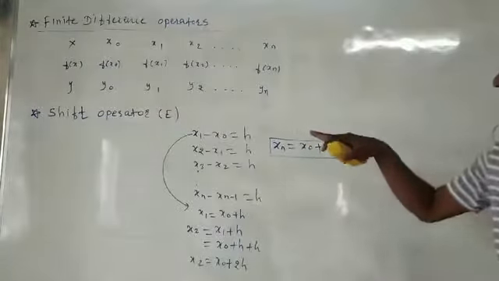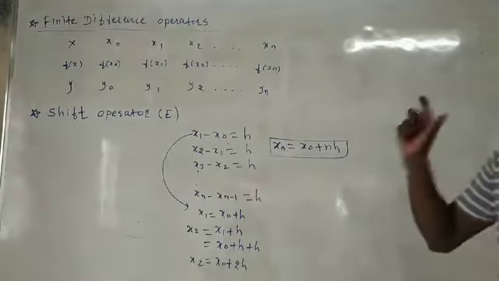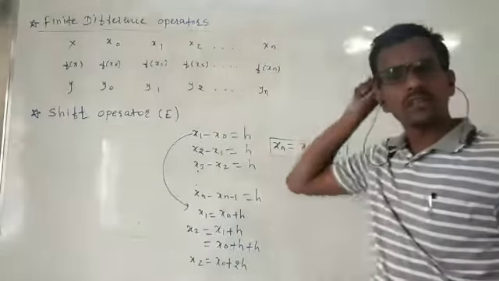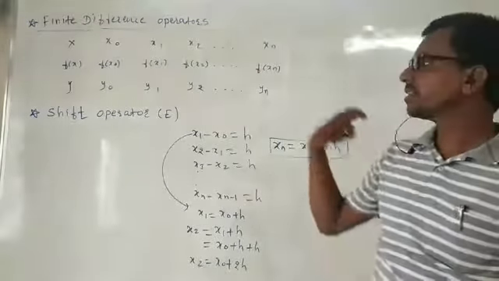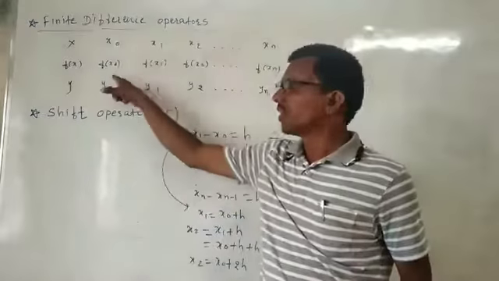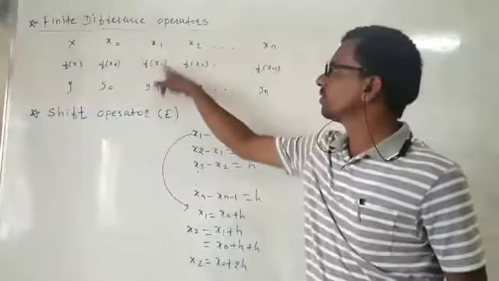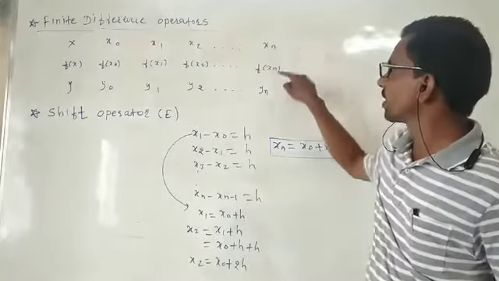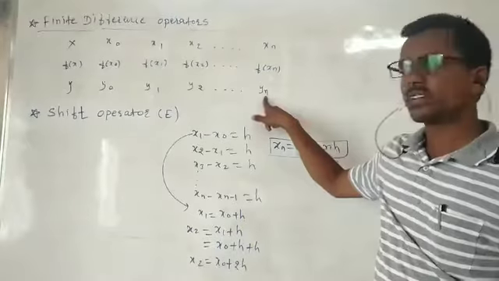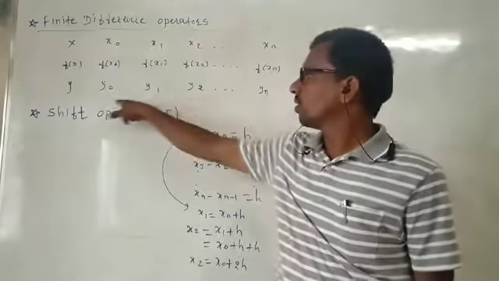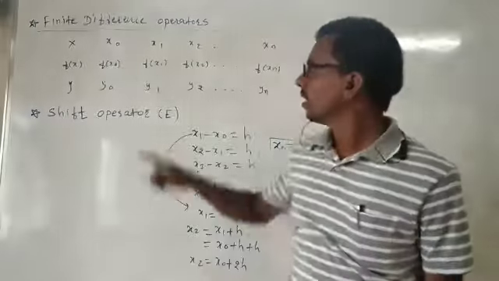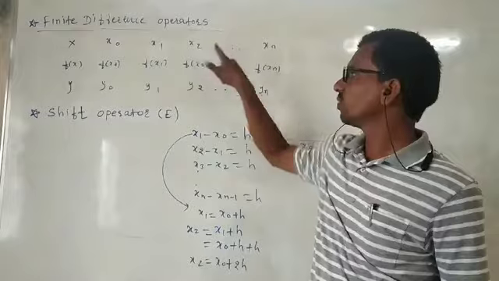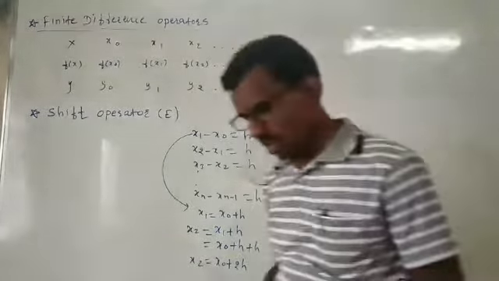Now, corresponding to all these values, the function f of x is defined. Means on these points, the function is defined and the function value is given. That is, corresponding to x0, the function value is f of x0. Corresponding to x1, the function value is f of x1. Corresponding to x2, the function value is f of x2. Corresponding to xn, the function value is f of xn, which is also called yn. yn minus 1, y2, y1, y0. Corresponding to x0, the function value is y0. Corresponding to x1, the function value is y1. Corresponding to x2, the function value is y2, and so on.